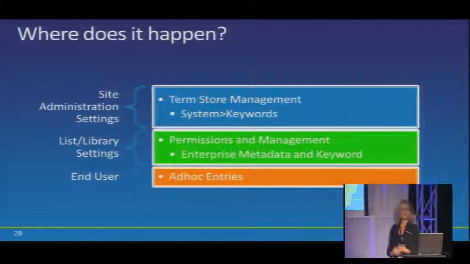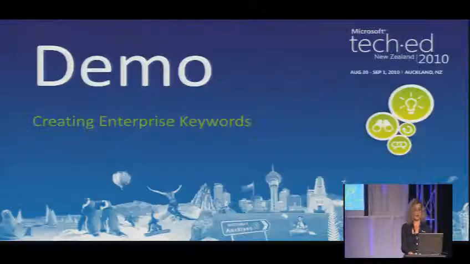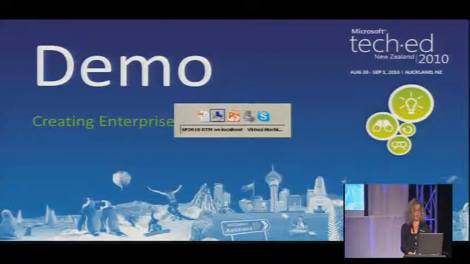So where does this happen? Central administration for the managed metadata service. But at site administration level, you'll see the keywords. I'll show you that in just a second. And then you can go ahead and activate it at the list or library settings, and then the end user can add in the ad hoc entries anywhere in a list or library. So let me show you how that works.